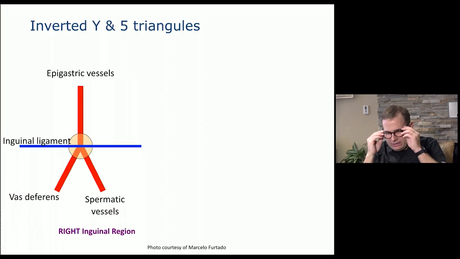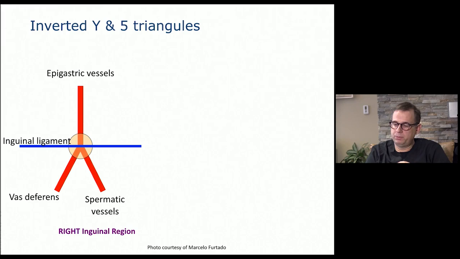So that is the idea of the inverted Y and five triangles. That's the idea that Marcelo Furtado from Brazil developed. And we sent this to publication, and soon we'll have the published paper exactly on this anatomy review. But what do I mean when I say inverted Y and five triangles?